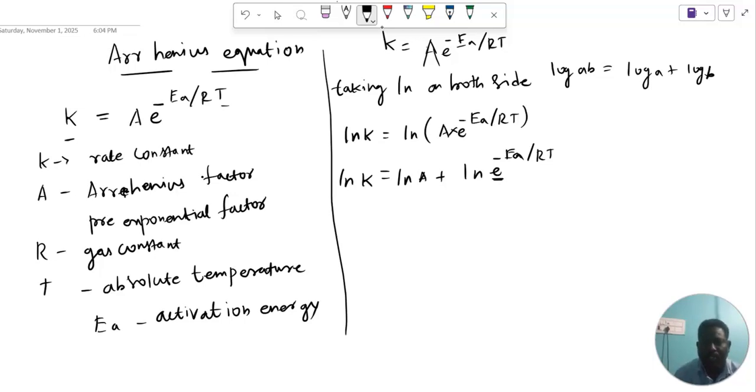So we can remove the exponential by taking ln. So ln k is equal to ln A minus Ea by RT.